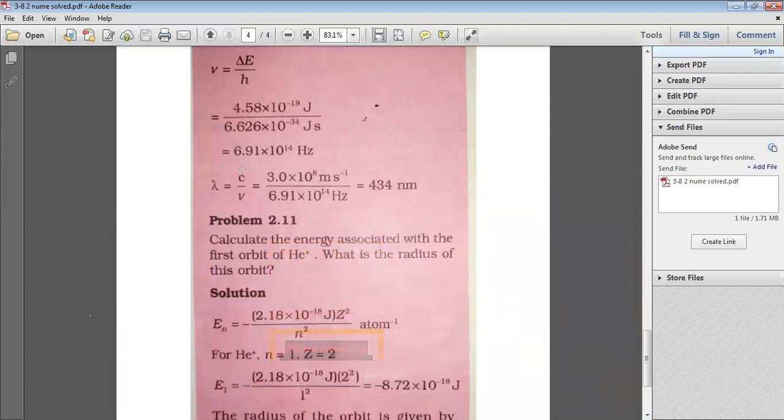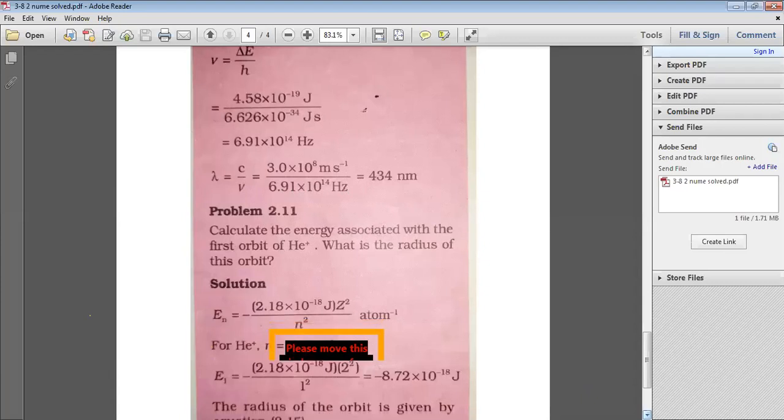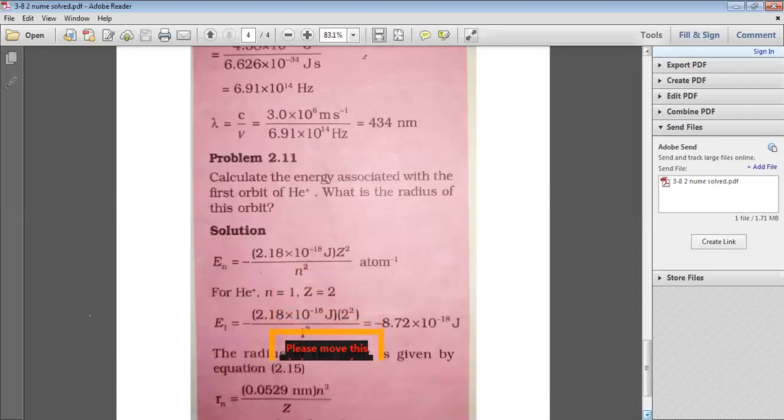So therefore your lambda is equal to c upon nu. c is the velocity of light, that is 3.0 into 10 to the power 8 meter per second. Nu we have just calculated, that is 6.91 into 10 to the power 14 hertz. Ultimately we get 434 nanometer, which is the wavelength of the emitted photon. Now calculate the energy associated with the first orbit of He plus. What is the radius of this orbit?